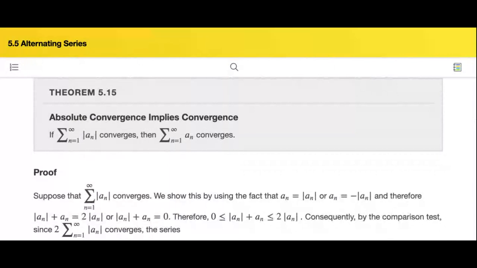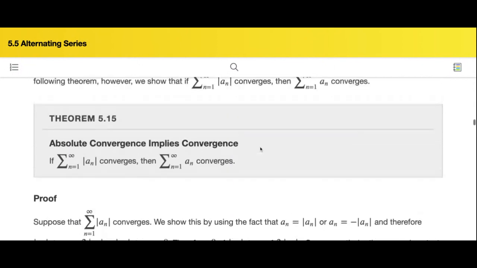So absolute convergence implies convergence. All right. If the absolute value of a series converges, then the alternating one converges. All right. So you can see from those two, right?